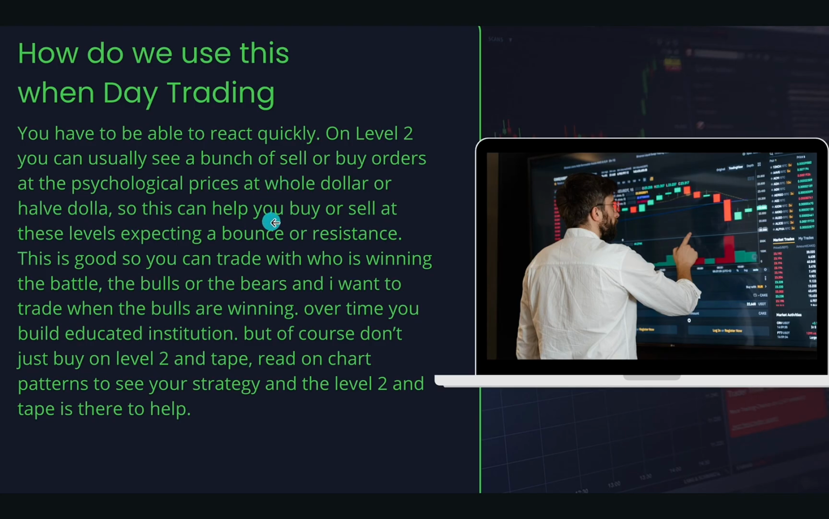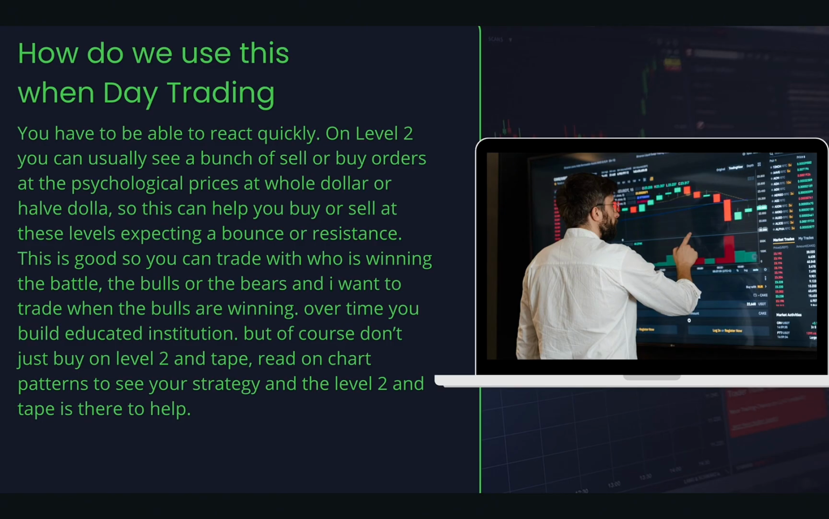So this can help you buy or sell at these levels, expecting a bounce or resistance. So if it hits $1.50, you can react quickly, look at the level 2 and the tape, and see if it's going to bounce or resist. If there's a lot of buyers on the level 2, you can see that it's going to bounce. If there's a lot of sellers on the level 2 at the whole dollar or half dollar, you can see that's going to be a resistance.